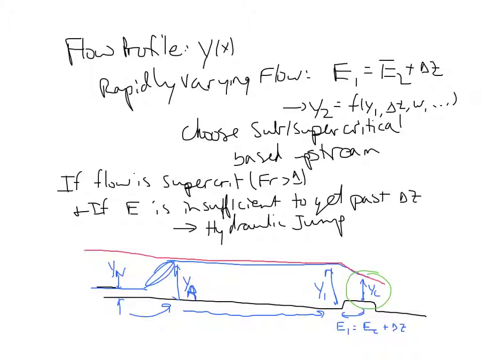Please look at the 4 cases that I talked about in lecture today. Essentially subcritical versus supercritical upstream. That's the upstream condition. And then whether the energy is sufficient to get past the obstruction or not. Those 2 options on each of those 2 parameters define 4 cases that we can sketch the solutions for.